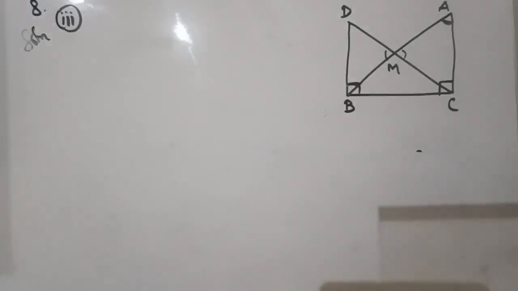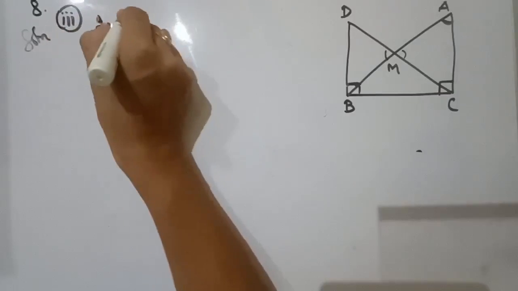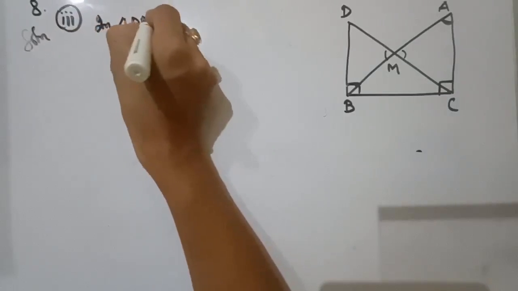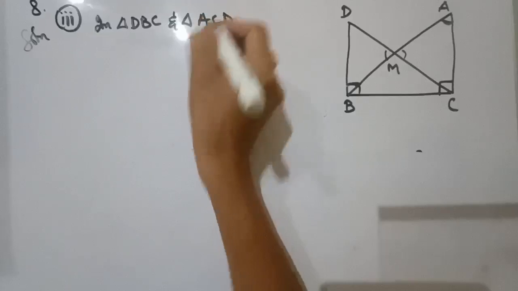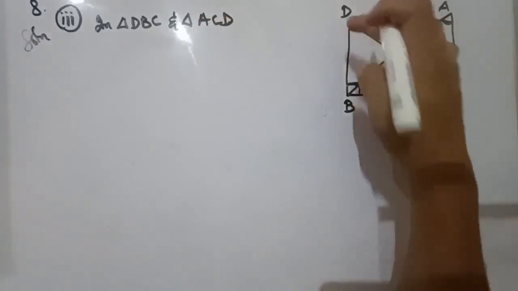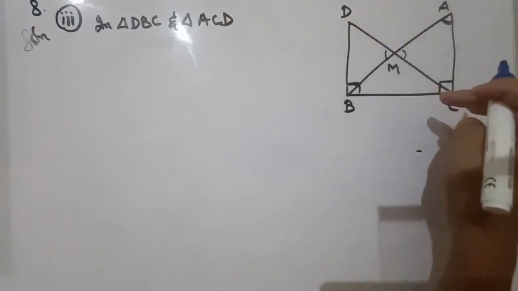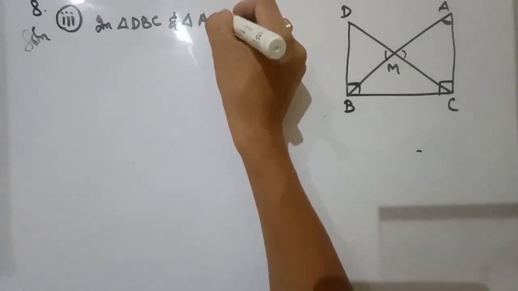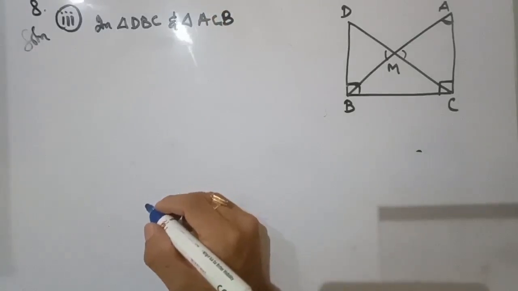Next, Roman number 3, triangle DBC is congruent to triangle ACB. We have to prove that these two triangles are congruent to each other. So in triangle DBC and triangle ACB, these two triangles are congruent. We have to prove that.